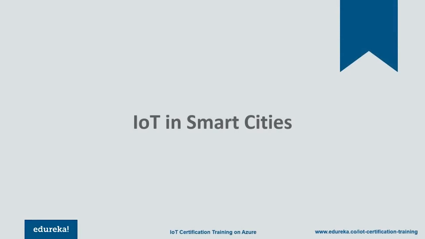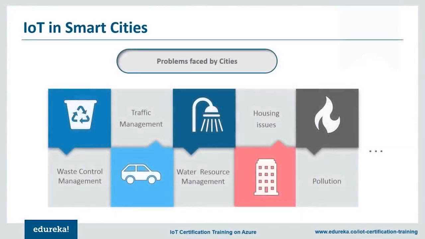Now, the thing about a smart city is that a smart city solution is very specific to that one city. The problems faced in Bombay are very different than the problems faced in Delhi. Even global issues such as waste control, traffic management, availability of finite drinking water, housing, and pollution impact different cities with different intensities. So the only way to really make a city smarter is to cater specifically to its problem.